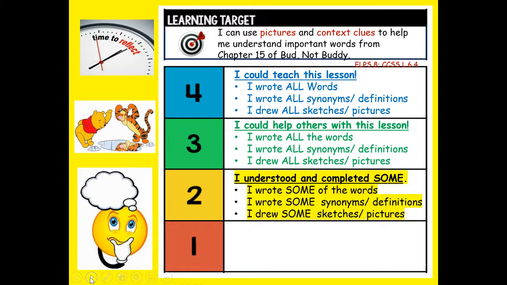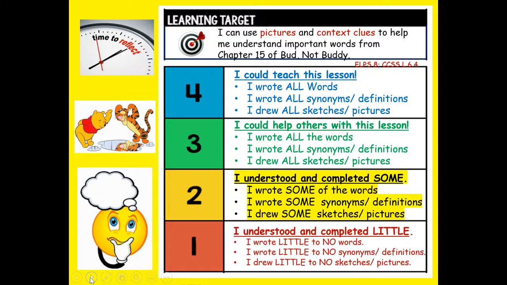Or would you give yourself a 2? I understood and completed some. I wrote some of the words, I wrote some synonyms, and I drew some sketches. Or would you give yourself a 1? I understood and completed little. I wrote little to no words, I wrote little to no synonyms, and I drew little to no sketches. So right on the top of your paper, how do you think you did? Reflect. Did you earn a 4, a 3, a 2, or a 1?